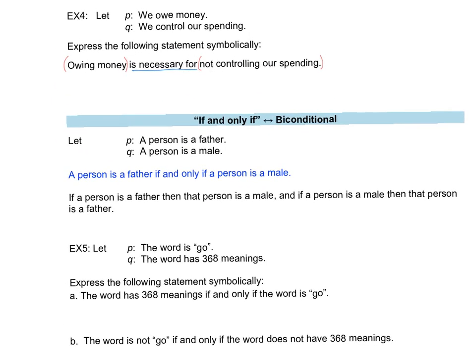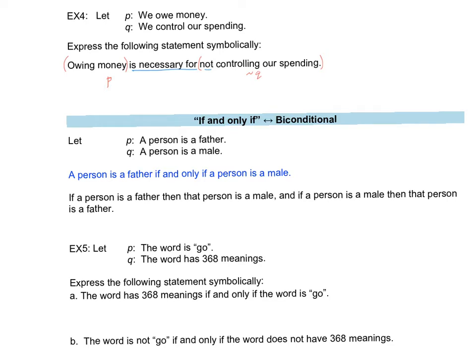Okay, let me bring those statements. Owing money, we owe money, symbolically the same. This is P. Is necessary for. Not controlling our spending, there's a not in there. So not controlling our spending is not Q.